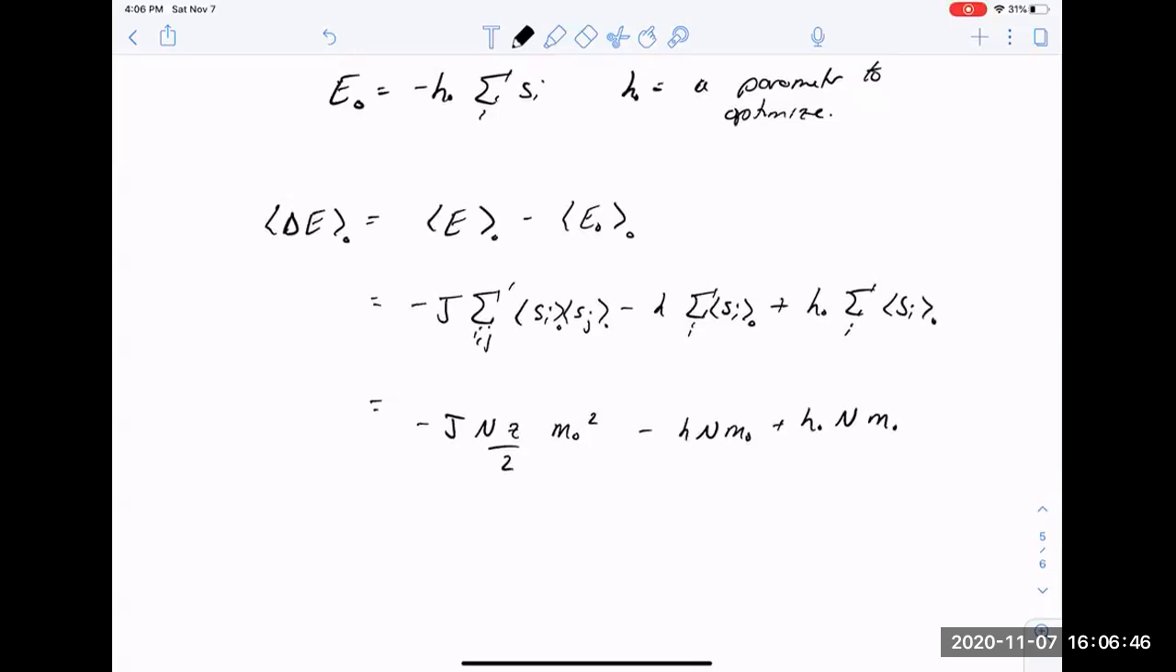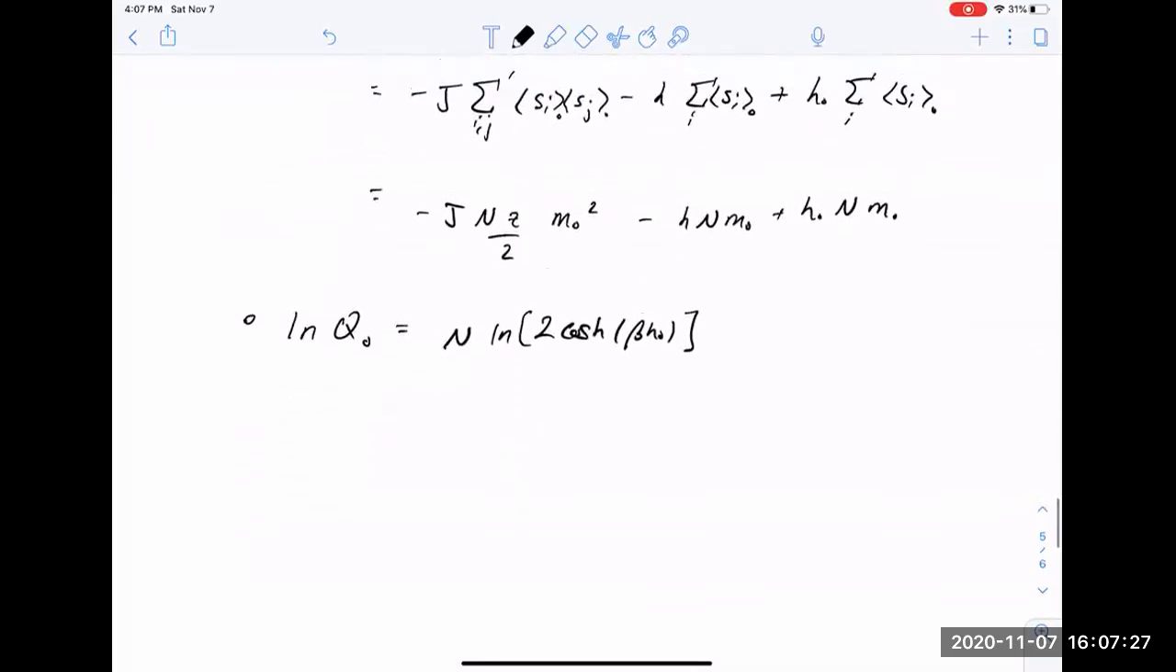We also know how to compute the partition function. We've done this a couple times already. Log of q naught is going to be, we're going to factorize the partition function because they're independent spins, and we'll end up with n factors of the single spin partition function, which is just log of twice hyperbolic cosine of beta h naught. So those are our two terms.